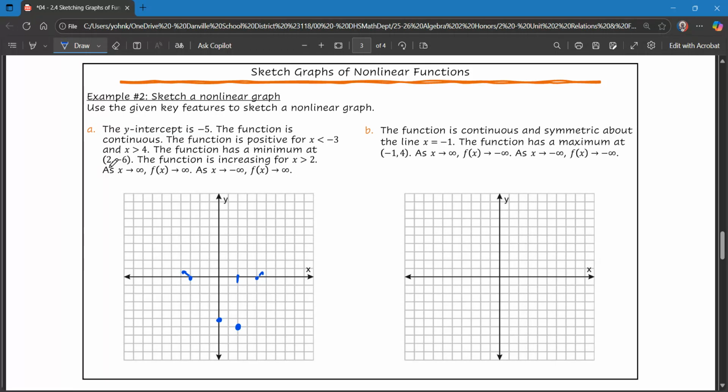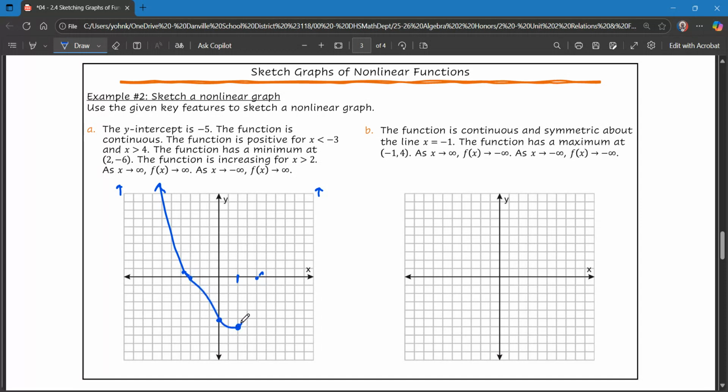Last bit, as x approaches positive infinity, f of x approaches positive infinity. So as x gets bigger, y gets bigger, so going up here like this. As x approaches negative infinity, f of x approaches positive infinity. So as x's get smaller, y's go up. Yep, so it's going to be some kind of parabola. So from this point up, we're going to go like this. Now remember, it's nonlinear, so your graph should not look exactly like my graph.